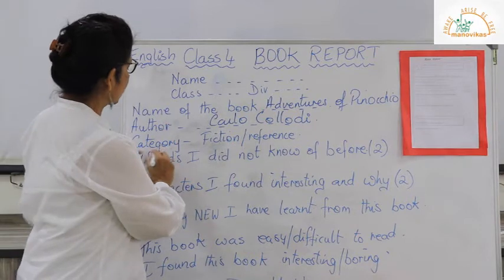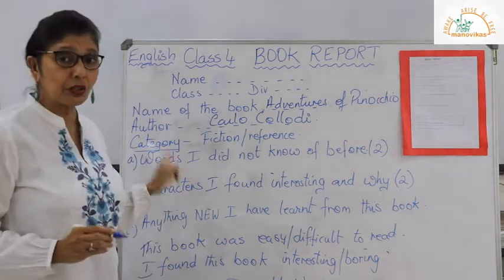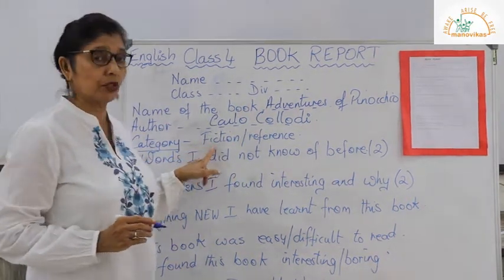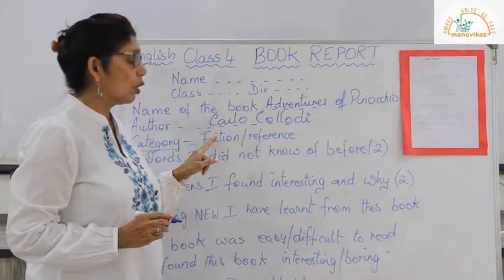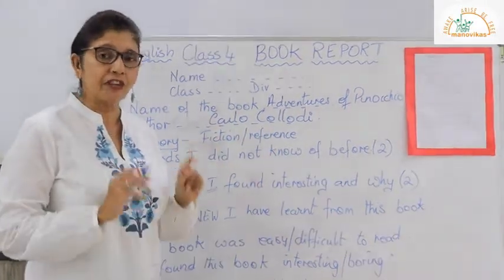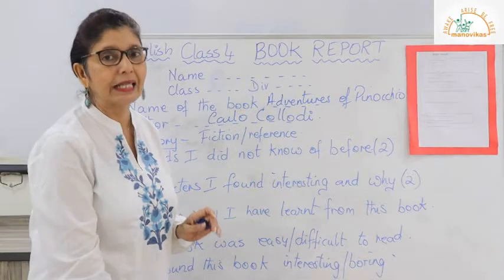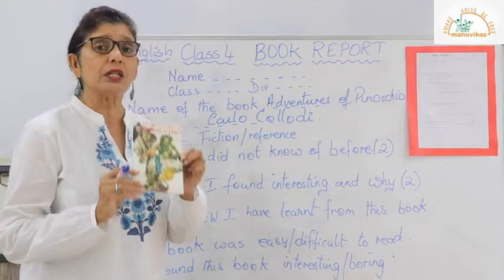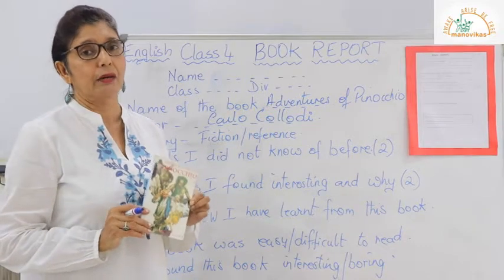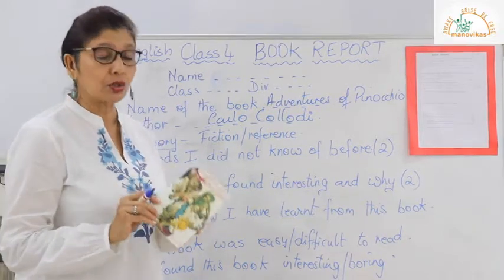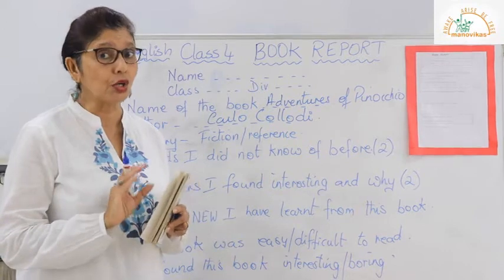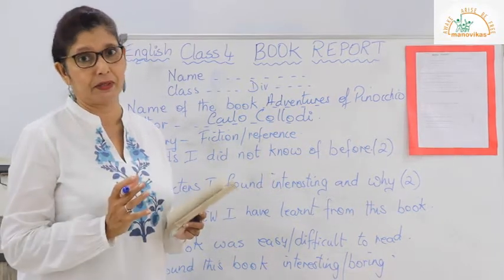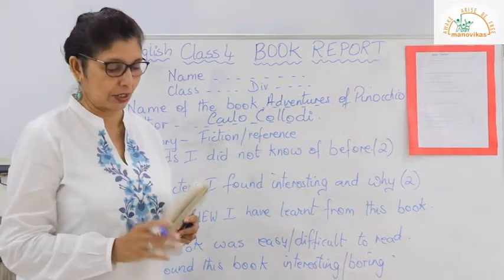Now here is something called category. Category of the book. They have given you options of fiction and reference. What is fiction? Fiction is a book that is written and it is not a true story. A book that is written, but the story in the book is not true. It is made up. So that's called fiction.